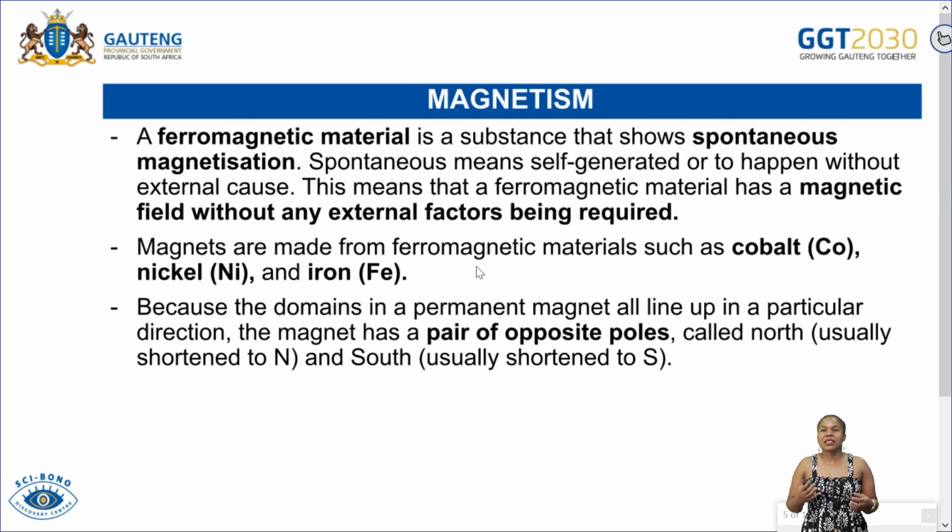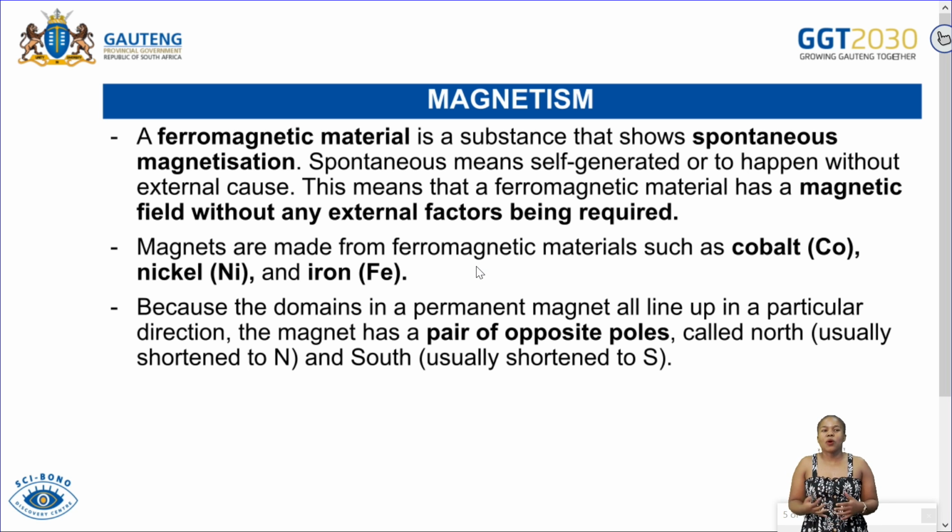Now, we've got materials that we call ferromagnetic material. In simple terms, it's a substance that shows spontaneous magnetization. Okay, that simply means that the material has a magnetic field around it without any external forces being required. Spontaneous means that it is self-generated or happens without any external force. All right, now such materials are made of cobalt, nickel, and iron as well. You can include even the iron ores.